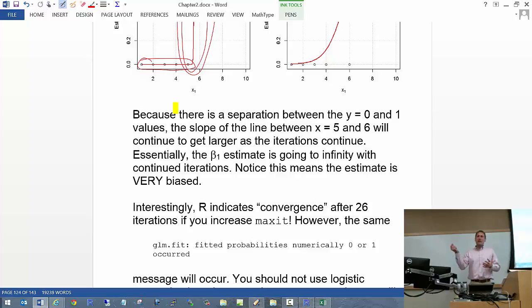Because remember, these beta hats, they're changing, right? They're going to keep on changing for more and more iterations. But we're not looking at the beta hats directly to determine convergence. We're looking at our likelihood ratio test statistic, that residual deviance. And eventually you're going to get to some point where all your pi hats are going to be extremely close to 0, extremely close to 1, and any more change in the beta hats, are they going to change the pi hats much? No.